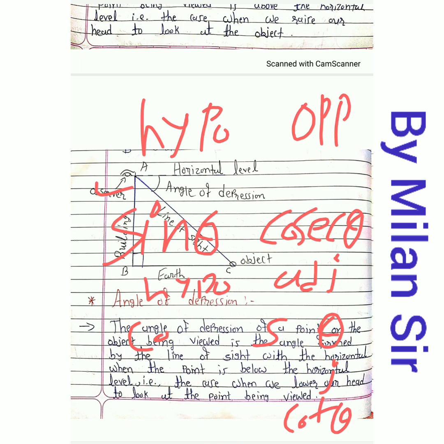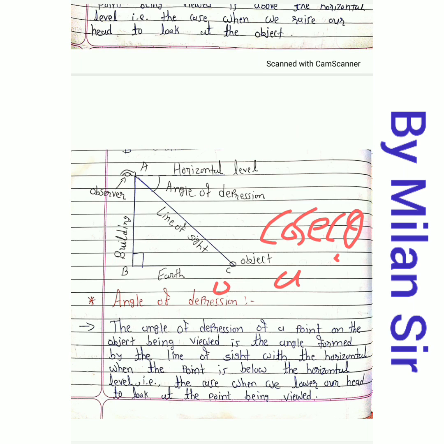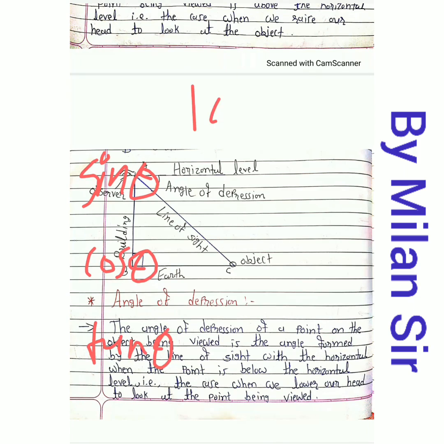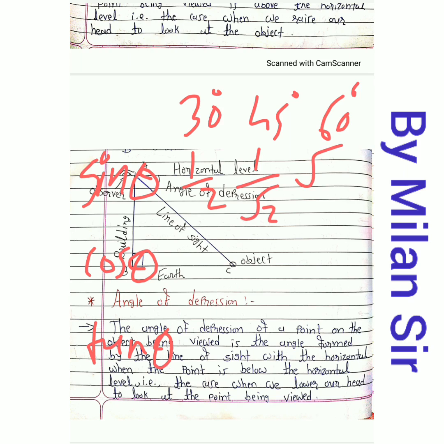So what are the values we need to remember for this chapter? For chapter 8, Introduction to Trigonometry, you need to remember the whole table, but for application of trigonometry we want the values of sin theta, cos theta and tan theta at 30 degrees, 45 degrees and 60 degrees. First of all, sin theta at 30 degrees is 1 by 2, at 45 it is 1 upon root 2, and at 60 it is root 3 by 2.